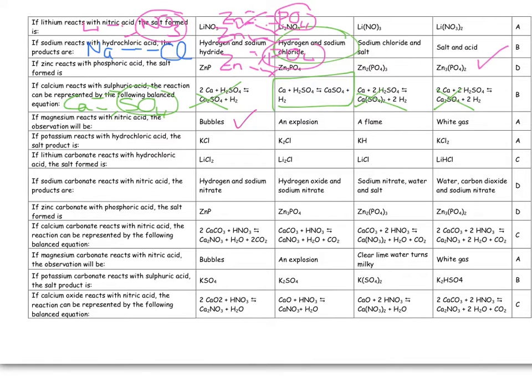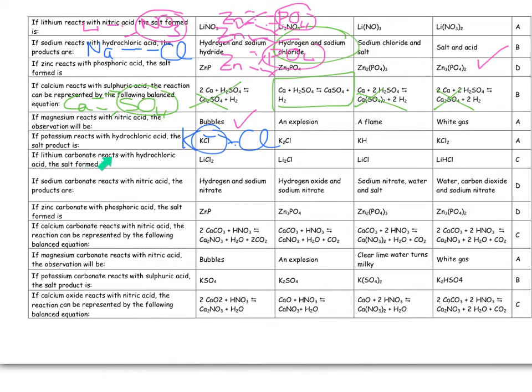If potassium reacts with hydrochloric acid, again it's a metal and an acid, what sort of a salt am I going to get? I'm going to get potassium chloride and hydrogen. Potassium has a valency of 1, it's in group 1. Chlorine has a valency of 1, it's in group 7. So potassium chloride is my salt.